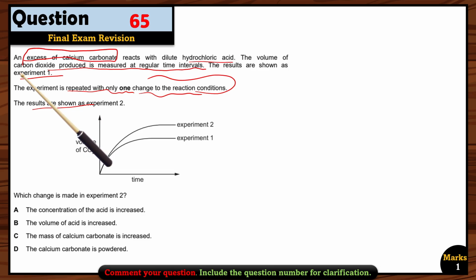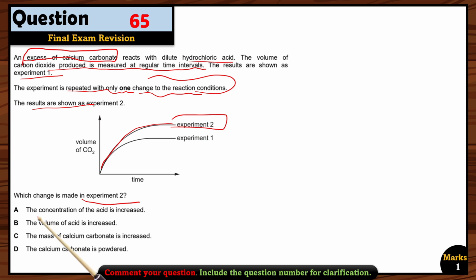So now if you see, which change is made in experiment 2? If you see, experiment 2 is more steeper. What does it mean? It means anything you have added, it is actually increased. You have increased something, that's why the graph is more steeper than experiment 1. It means the rate of reaction is higher in experiment 2, right, than experiment 1. So it means something has been increased in experiment 2.